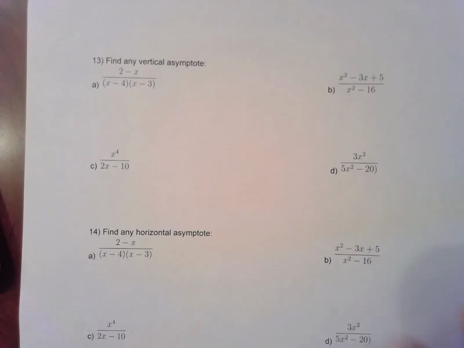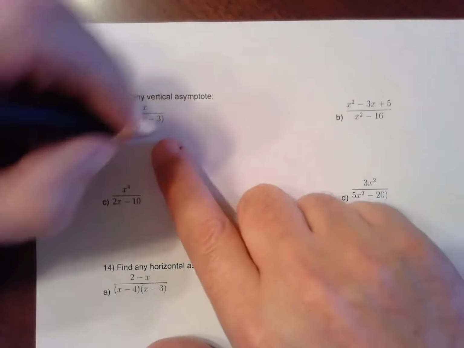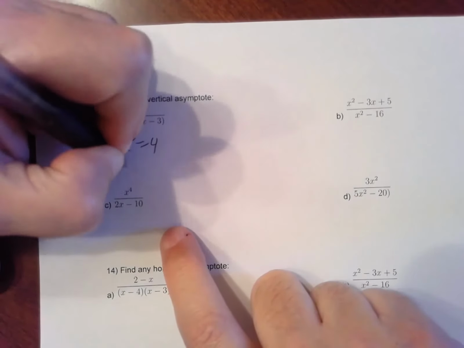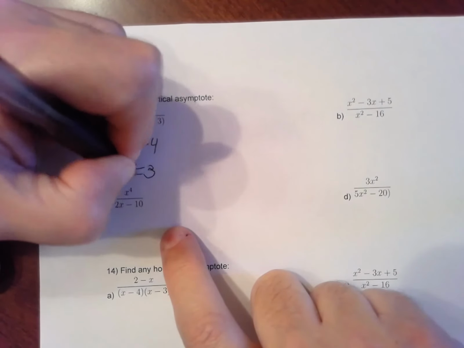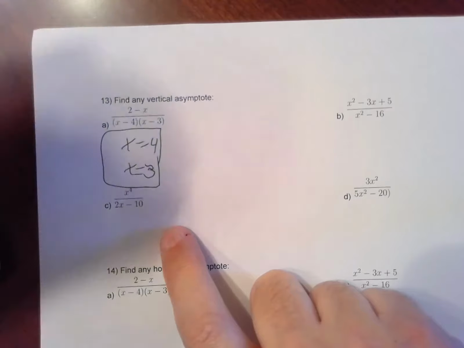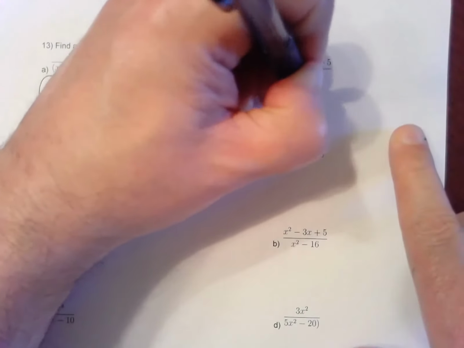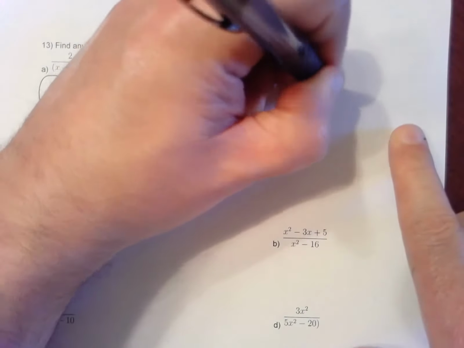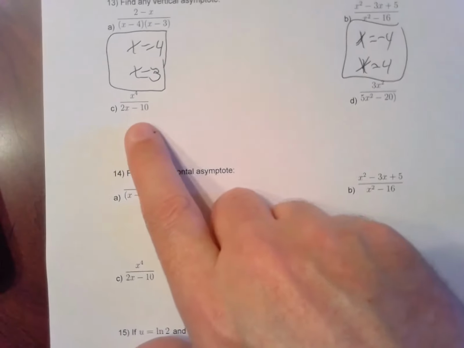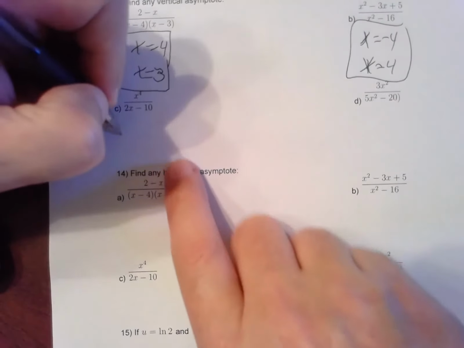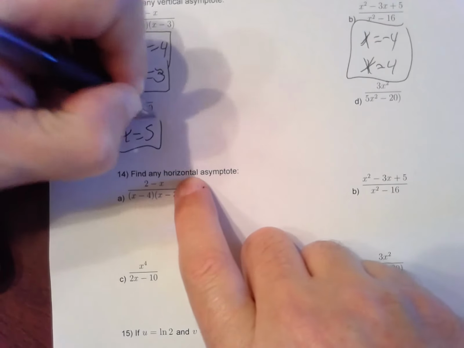Okay, oh right, last page. We're almost done. Okay, vertical asymptotes, I only care about the bottom. That's x equals 4, x equals 3. X equals, don't forget that, two of them here. That's negative 4 and 4. Set that equal to 0, you get x equals 5.